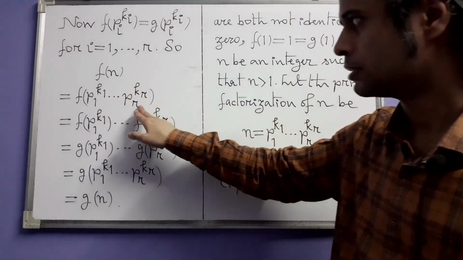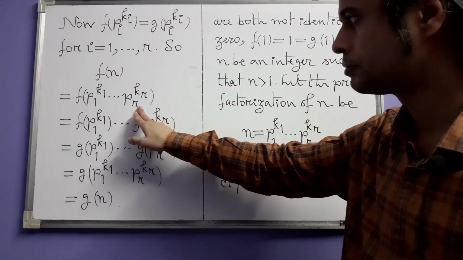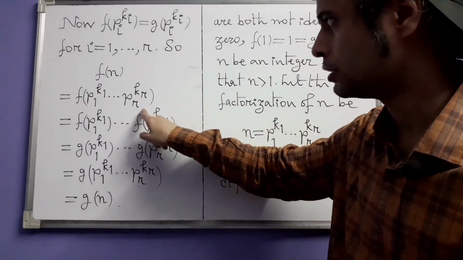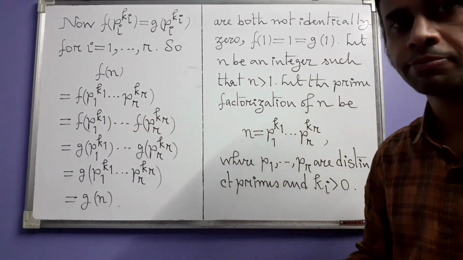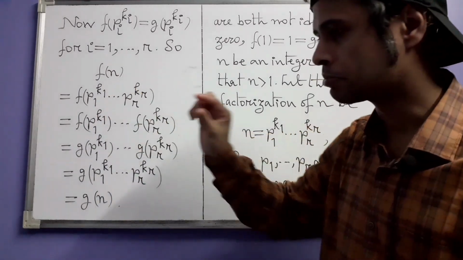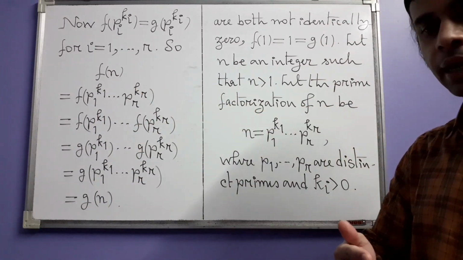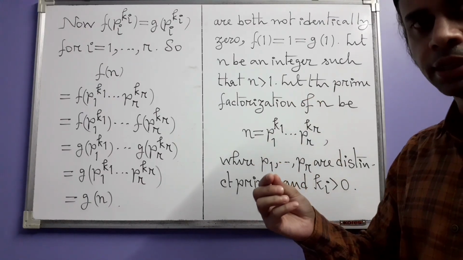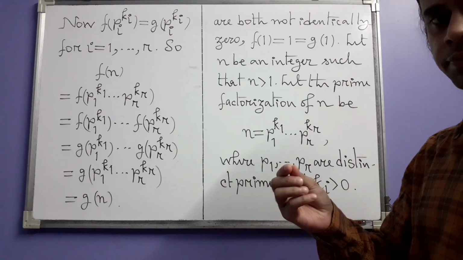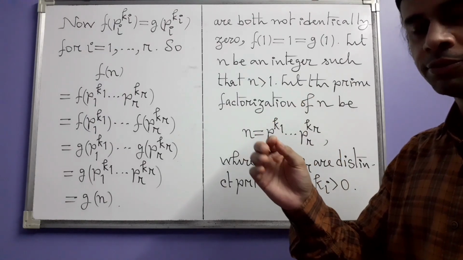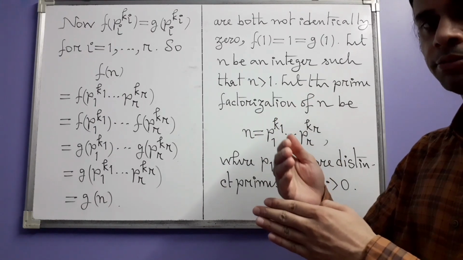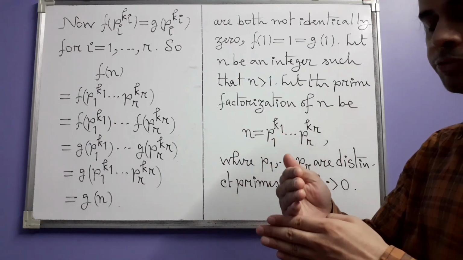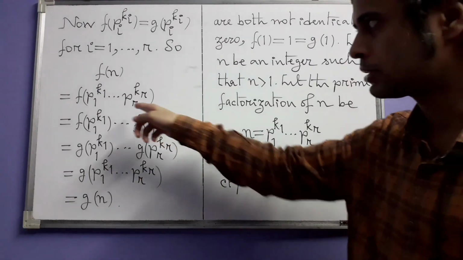n is this product of prime powers, and f is a multiplicative function. So you can write the f value of this as the product of the f values of the individual prime powers. Why? Because the prime powers themselves are pairwise relatively prime. When m and n are two positive integers that are relatively prime, and you have a multiplicative function f, then by the definition of multiplicative function, f of mn equals f of m times f of n. That's what you are doing here.